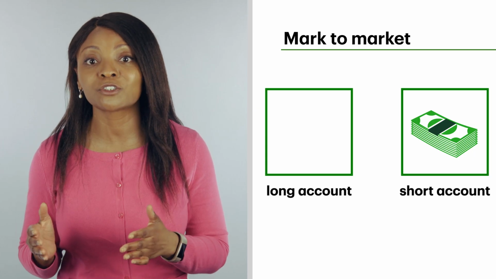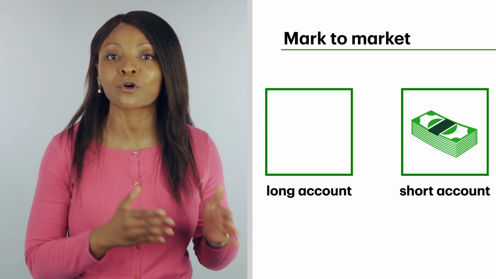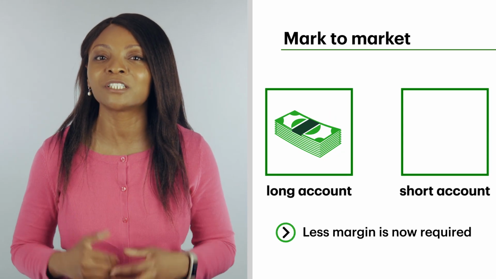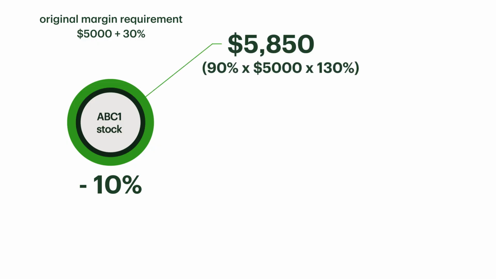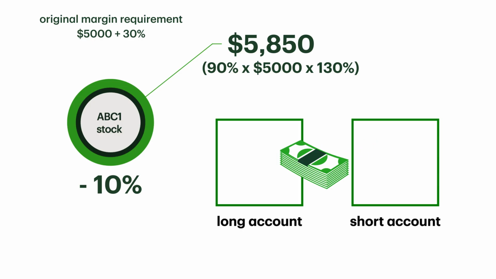But if your short stock goes down in value, some of the cash that you can't touch in your short account is now moved to your long account. This is because less margin is now required. Let's build off our last example to explain. If the next day our stock drops 10%, then the margin required decreases to $5,850. Because of this $650 improvement on margin, you'll also see a mark-to-market adjustment moving from your short account to your long account.